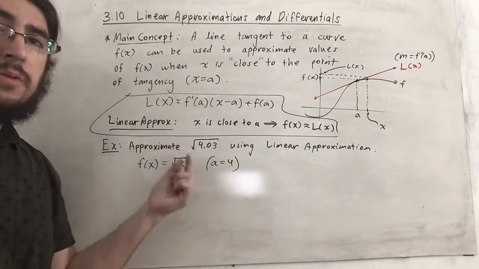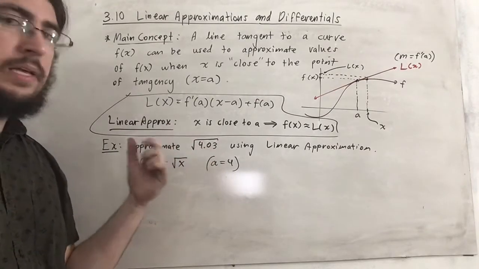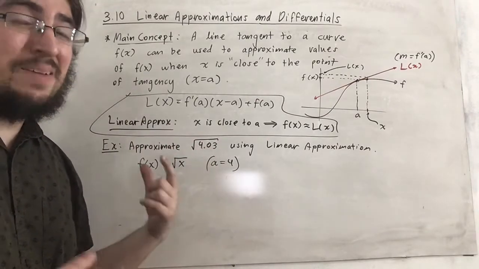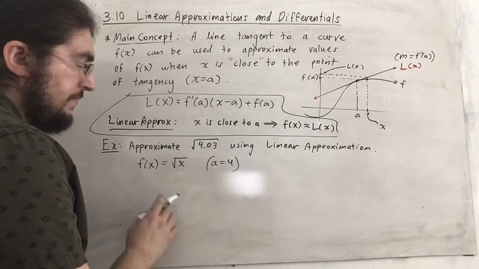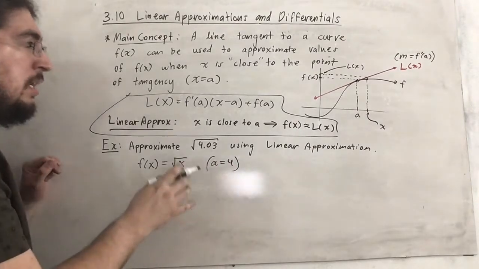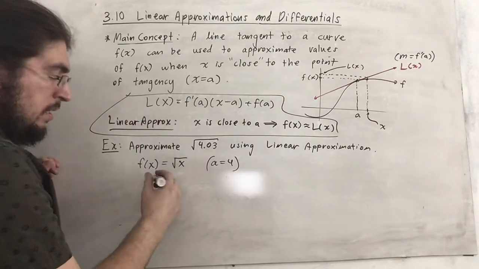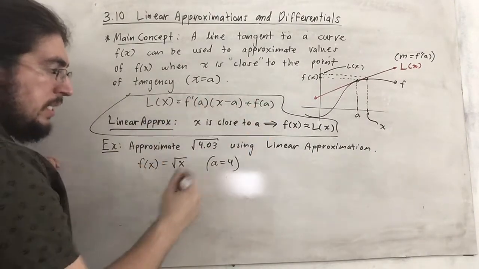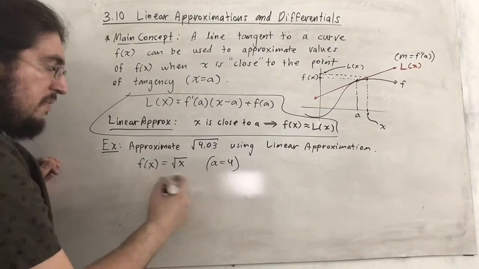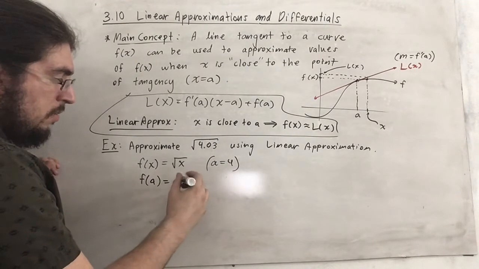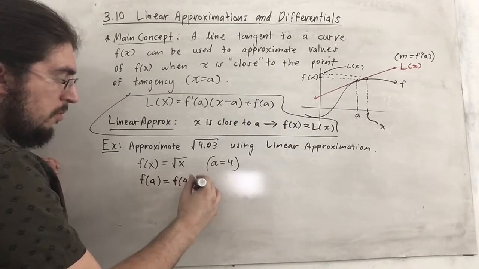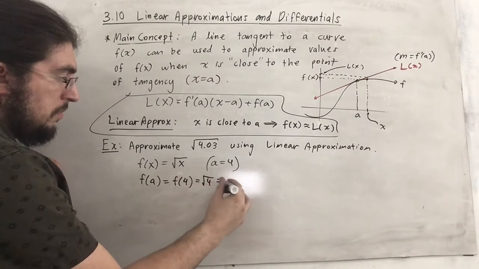So in this case, I know the square root of 4.03 is close to the square root of 4, and I'm using that because we know what the square root of 4 is. It's 2. Good. So now that we have all this, we want to find L of x. For L of x, we need a few pieces. We know what a is, so we need f of a. So f of a, by the way, is just f of 4, which is the square root of 4, which is 2. So f of a is 2.